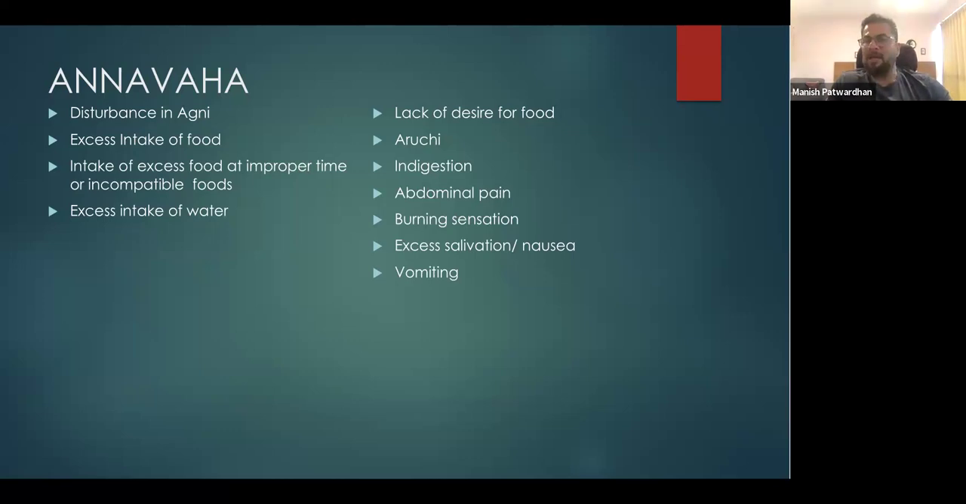I explained this the other day, that your Agni is going to be ready to digest the food probably for an hour maximum. If you don't eat in that time, the Agni is going to pacify down, it is going to reduce. And once it reduces and once you eat, the food is not going to get digested.